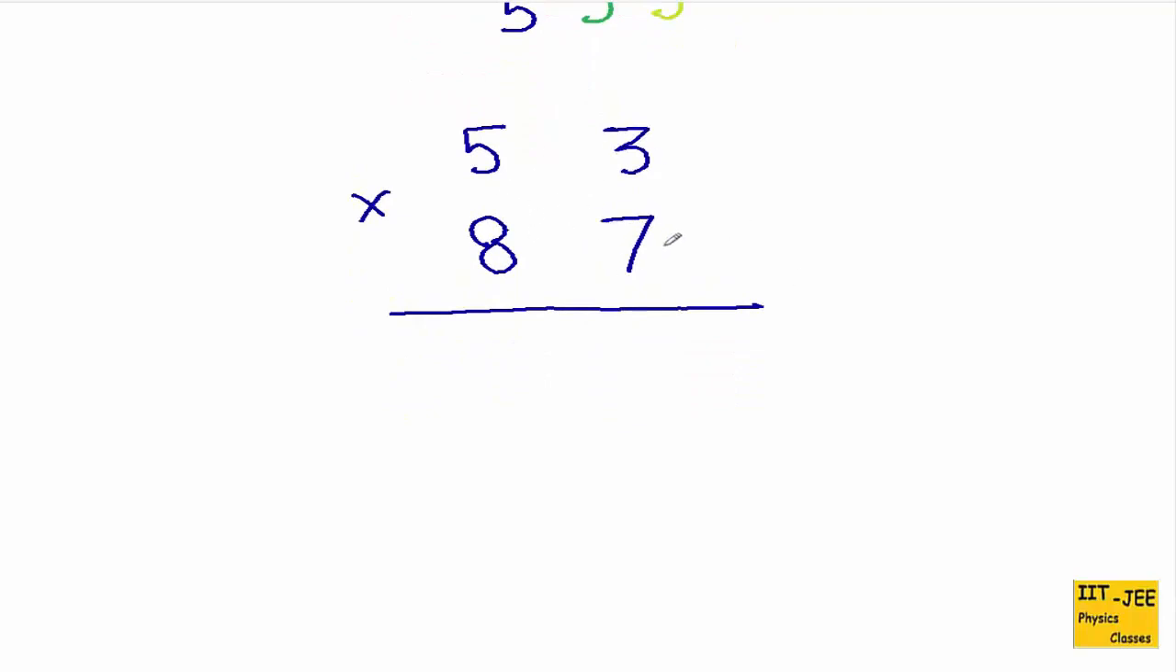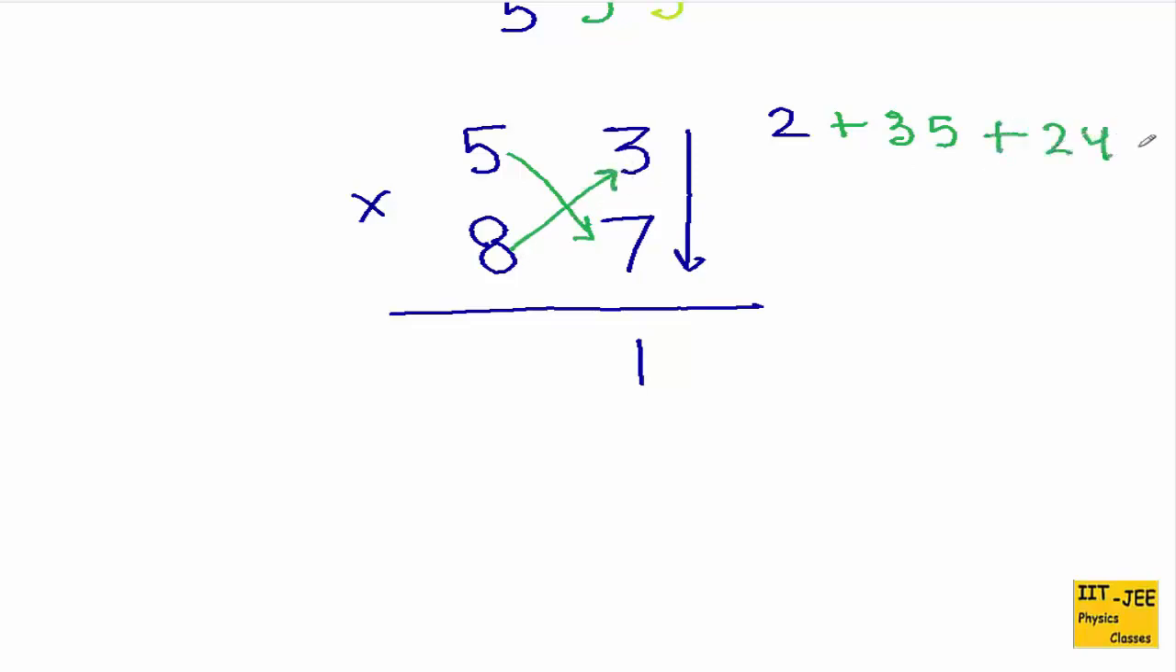So here are big numbers. First multiply 3 times 7, that will give you 21. So 1 here and 2 would be carry, right? Let's write the carry here. Now do the cross product. So 5 times 7, add it to the carry, 35. 2 is the carry, 35 is the cross multiplication, and then 8 times 3 gives you 24. Adding all these up will give us 61. 1 here, 6 would be carry.